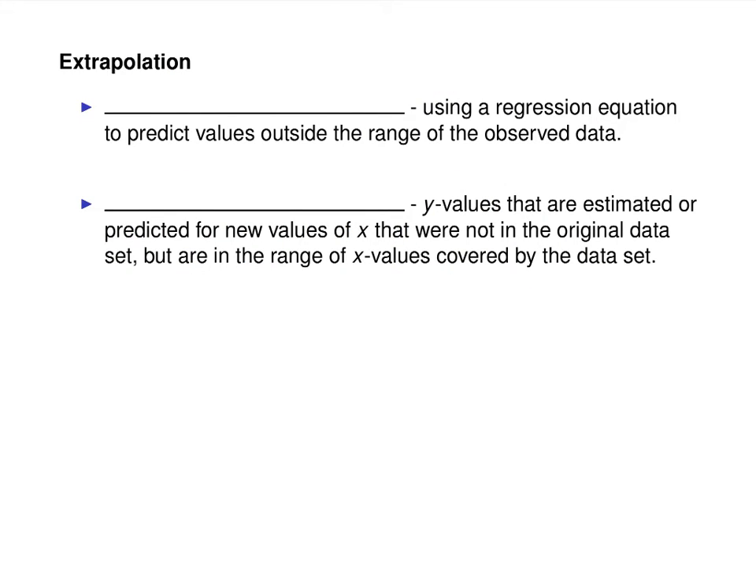So first, extrapolation and interpolation. Extrapolation is using a regression line, a regression equation, to predict values outside the range of the observed data. So that's called extrapolation. Interpolation is when we find y values or estimate them for new values of x that were not in the original data set, but are within the range of values covered in the data set.